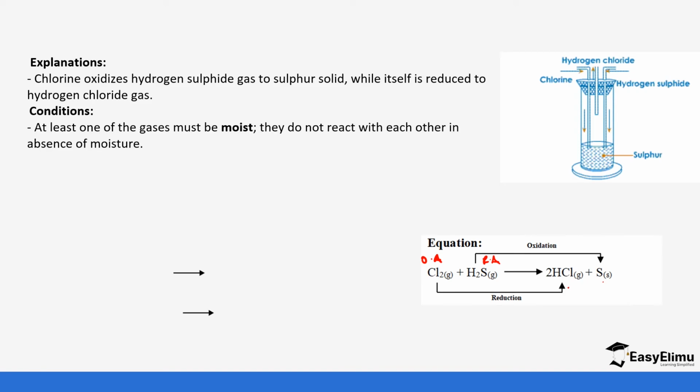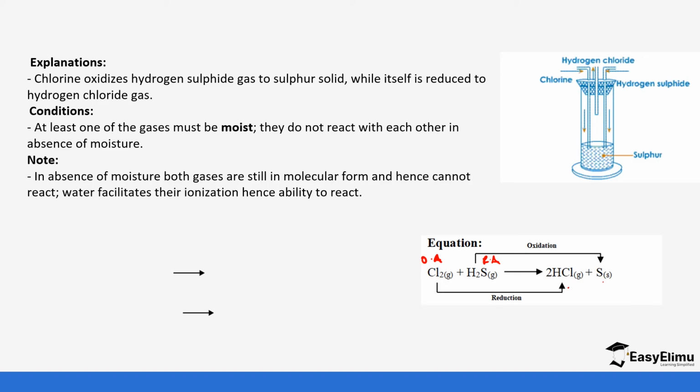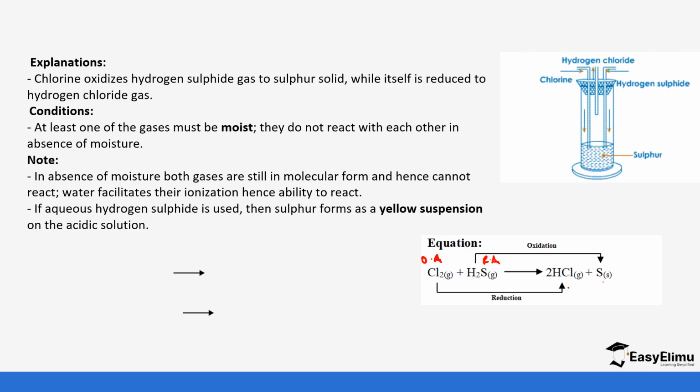One of the gases must be moist for this reaction to occur, otherwise it's not going to occur. In the absence of moisture, both gases are still in molecular form and hence cannot react. So we need the water to facilitate the ionization, which gives them the ability to react. If aqueous hydrogen sulfide is used, the sulfur forms a yellow suspension in the acidic solution. So chlorine reacts with hydrogen sulfide to form hydrochloric acid and sulfur. The chlorine gas reacts with the sulfide ions to form chloride ions and sulfur. You can see chlorine is going to gain electrons, and then sulfide is going to lose those electrons.